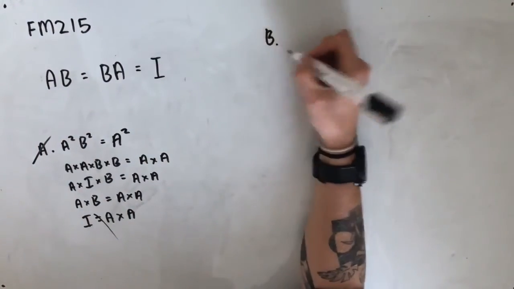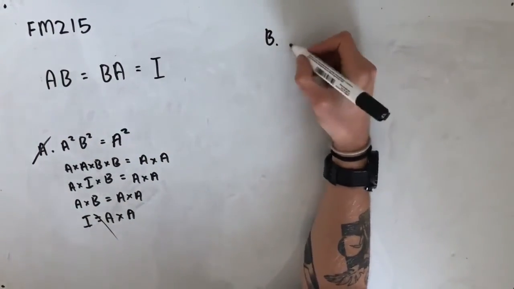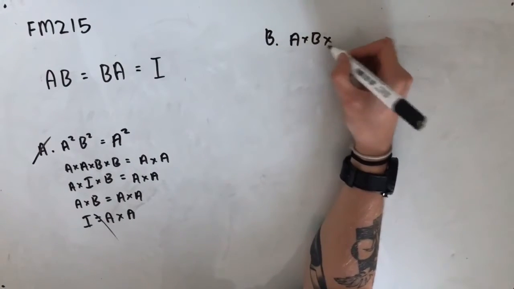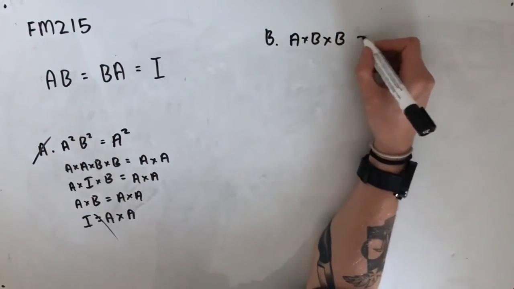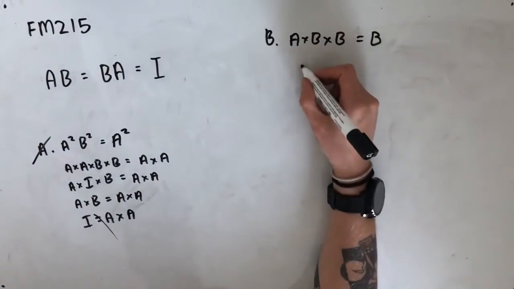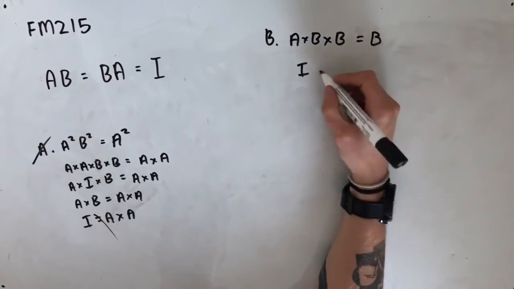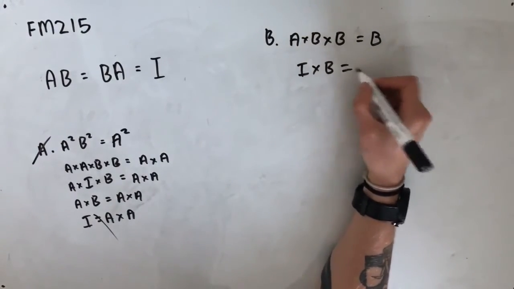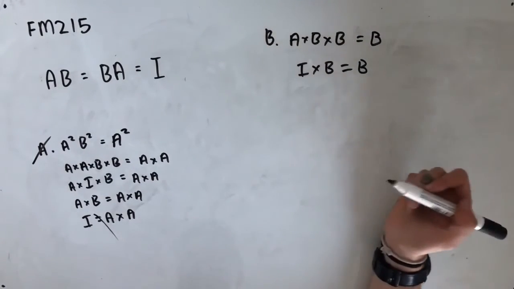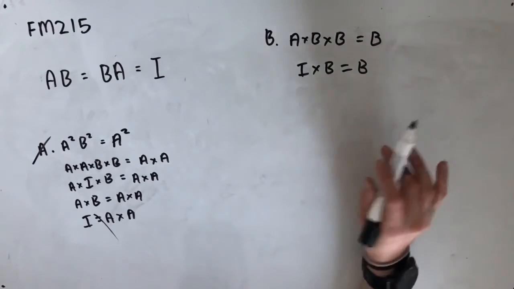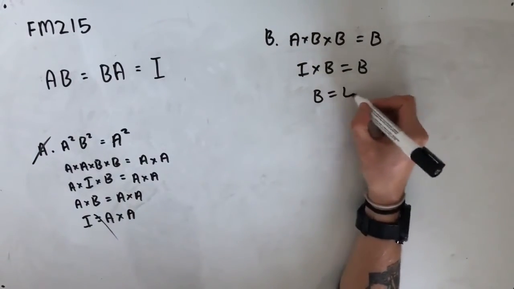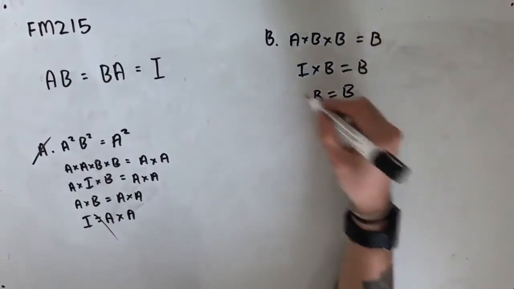Option B then says A times B is equal to B. Simplifying again, A times B is going to be our identity matrix times B. And like we said just before, an identity matrix when multiplied by another square matrix leaves it exactly as it was to begin with. So this is in fact the correct answer. B will be equal to B.